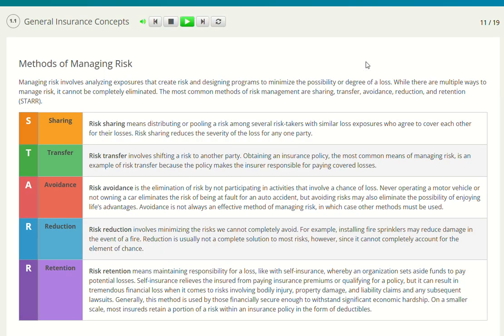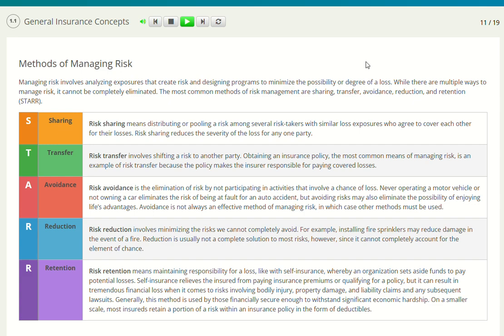Methods of managing risk. Managing risk involves analyzing exposures that create risk and designing programs to minimize the possibility or degree of a loss. While there are multiple ways to manage risk, it cannot be completely eliminated. The most common methods of risk management are sharing, transfer, avoidance, reduction, and retention.